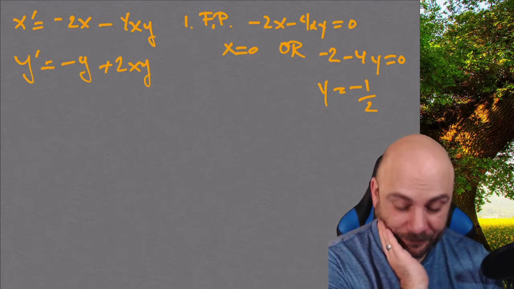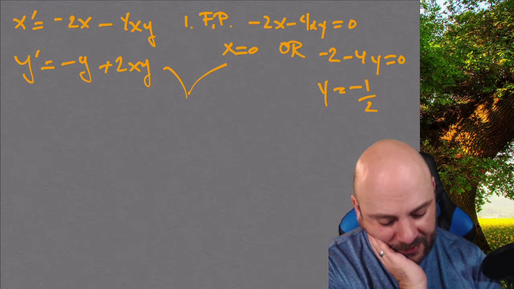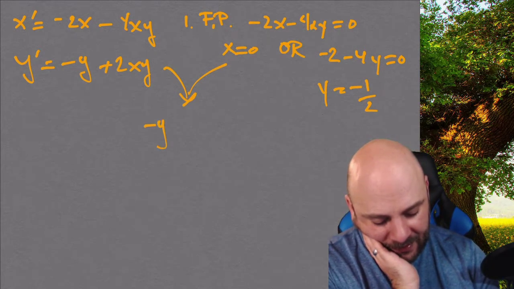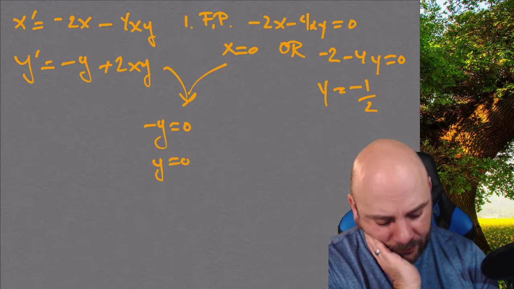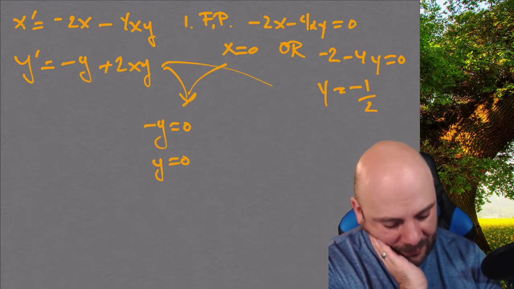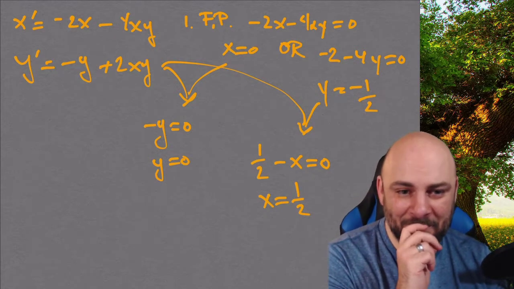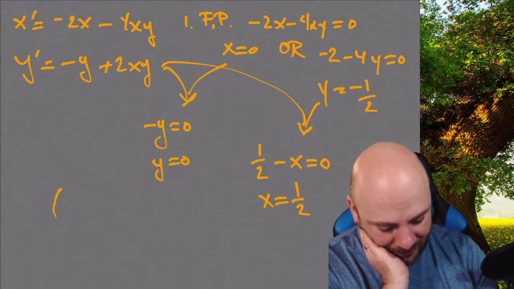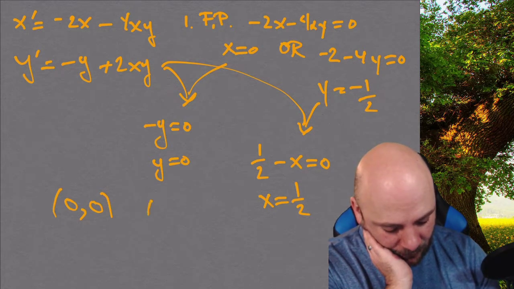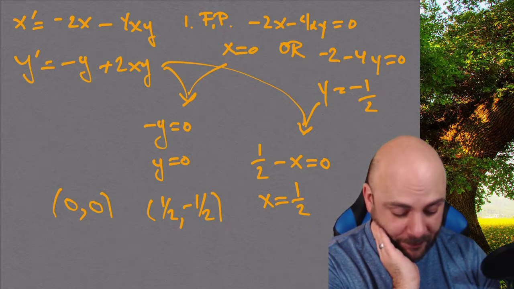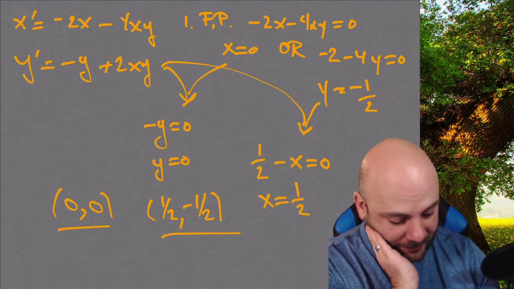Y'all see that? Let's combine these two together. So I get negative y equals 0, or y equals 0. Awesome. Let's combine these two facts together. So I get 1/2 minus x equals 0, so x equals 1/2. That's really cool. All right, so my fixed points are the origin, or (1/2, negative 1/2). Everybody with me on that? So far, so good? Okay, great.